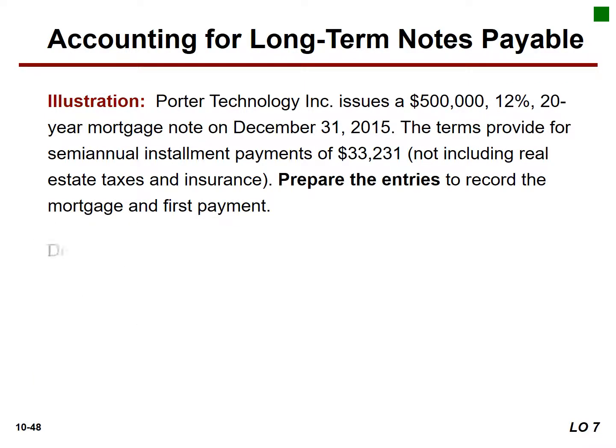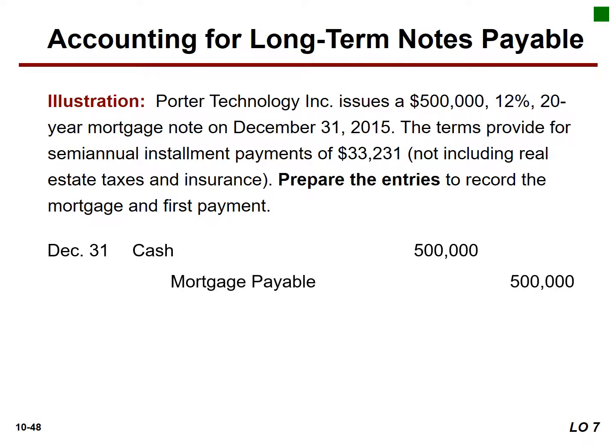So let's look at the journal entries. We debit cash for the $500,000. We're going to credit mortgage payable. It's a long-term note payable because there's a mortgage. It's used to buy real property, which is buildings and land. It's called a mortgage. So our long-term note payable, called a mortgage payable here, we're just increasing our asset account, increasing our long-term liability account.